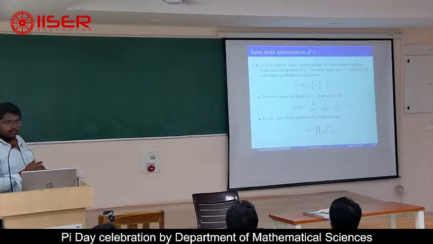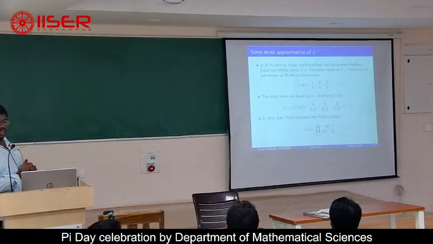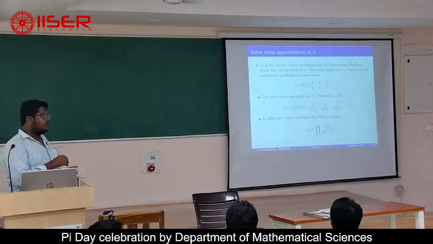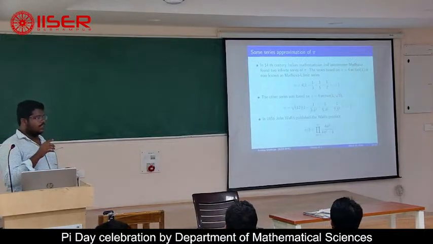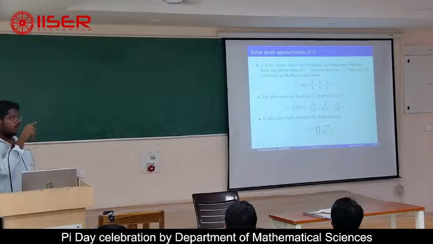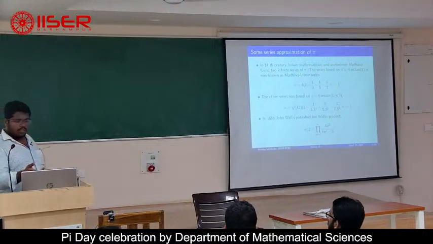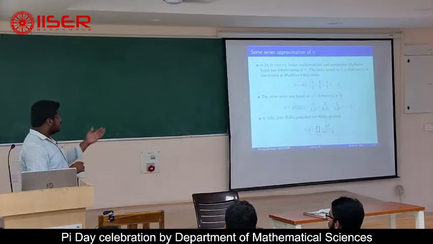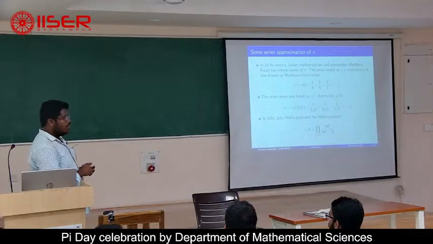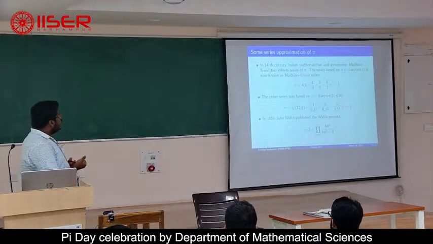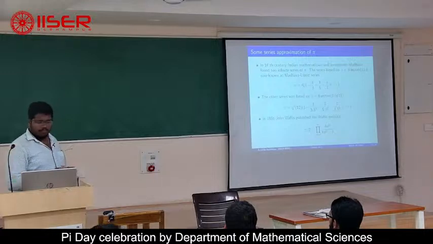And the other was based on tan inverse 1 by root 3. I can put that again in tan inverse x, x minus x cubed by 3, so I am putting 1 by root 3, and this expression is coming. This is also another way he tried to approximate the value of pi.